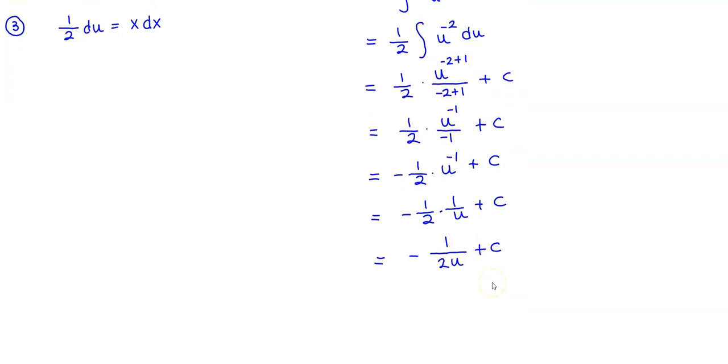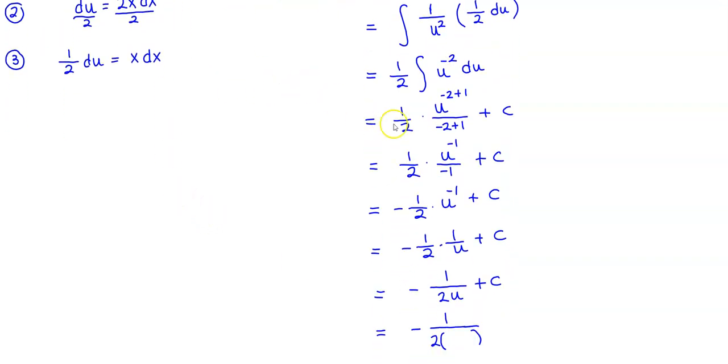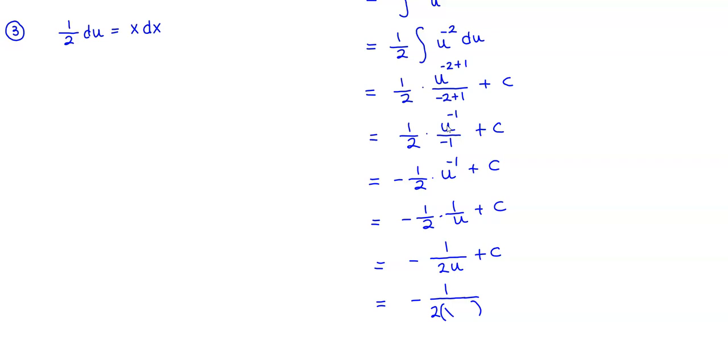And now let's go ahead and substitute what we had originally for u. So this is going to be negative 1 over 2 times, well, what do we say that u is equal to? It's x squared plus 1. So this is 2 in the denominator times x squared plus 1, plus c. And therefore, there is our result.